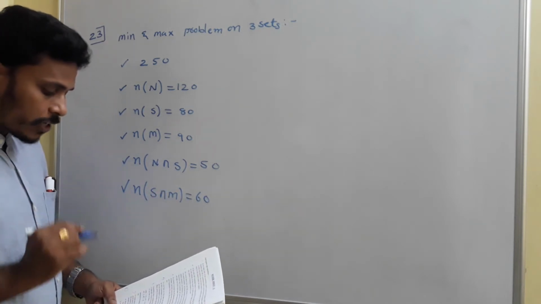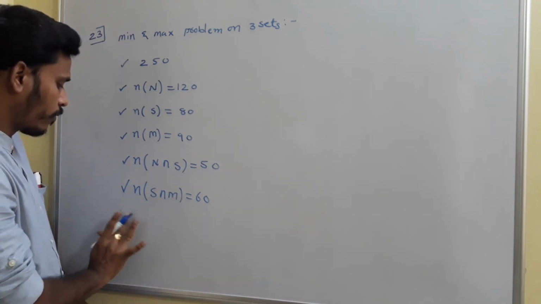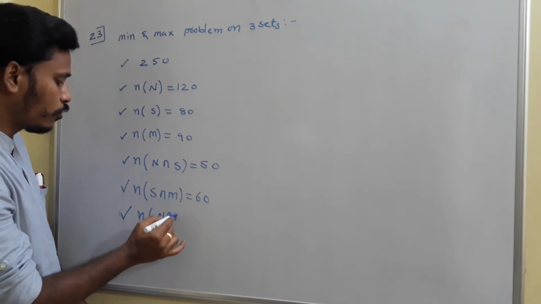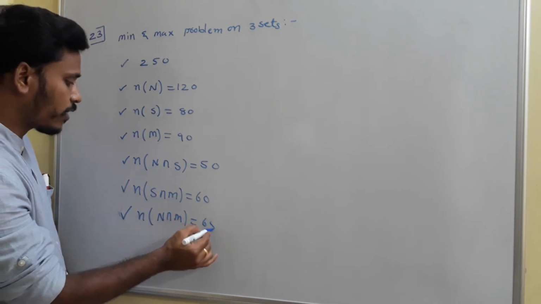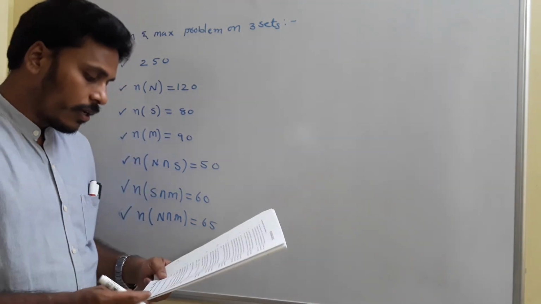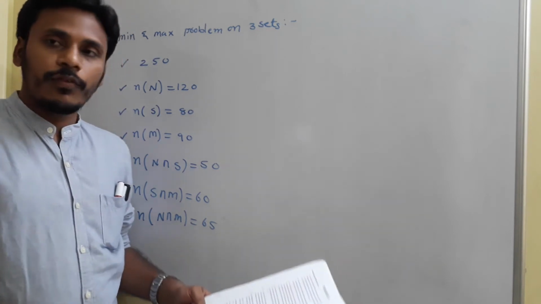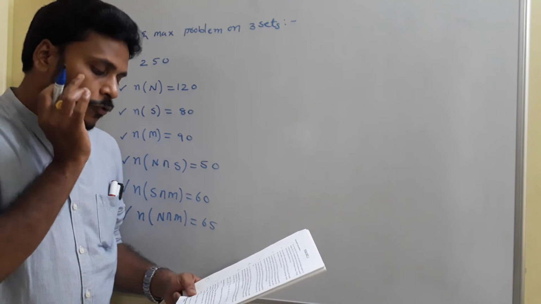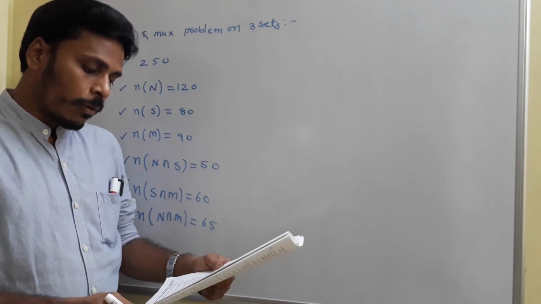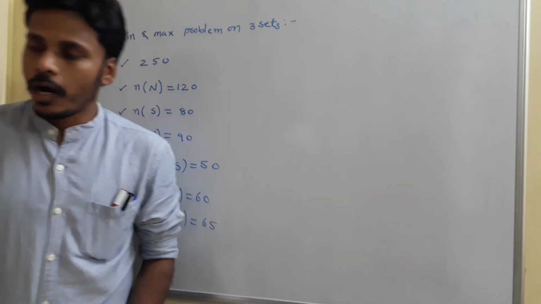Okay, 65 students watch both news and music channels. So n of news intersection music is 65. Now they ask us to find the minimum number of students who watch at least one of the given channels and the maximum number of students who watch at least one of the given channels, as well as the minimum number of students who watch all the three and the maximum number of students who watch all the three.